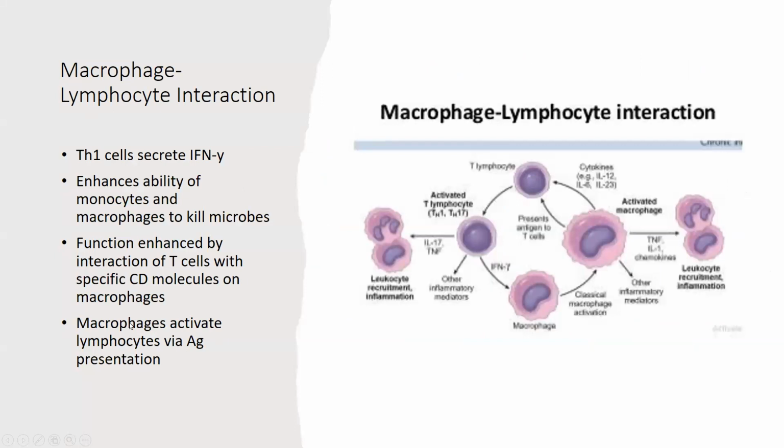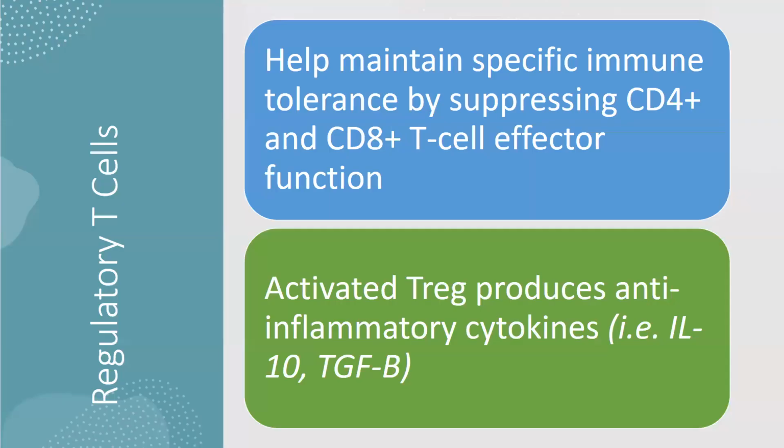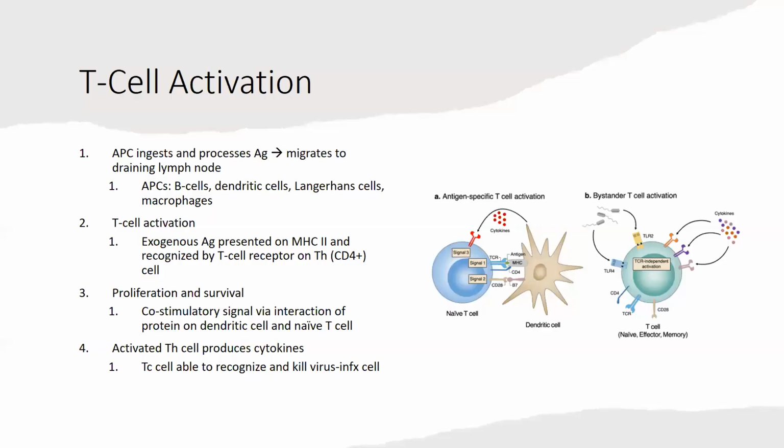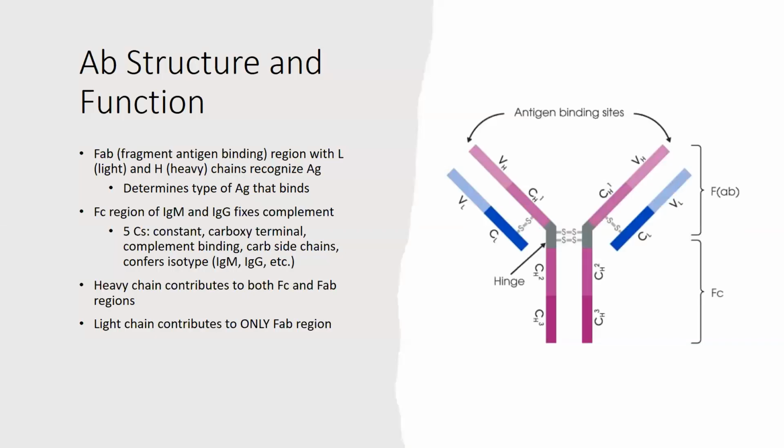This just talks about the relationship between the two. I don't think this is as important to know, but if you're having trouble understanding how macrophages and T cells are relating to one another, it's all based off of the binding molecules. Cytotoxic Ts, we already talked about those. And regulatory Ts, we've talked about those. And T cell activation, we've talked about that. Okay, great. All right. Antibody structure and function.